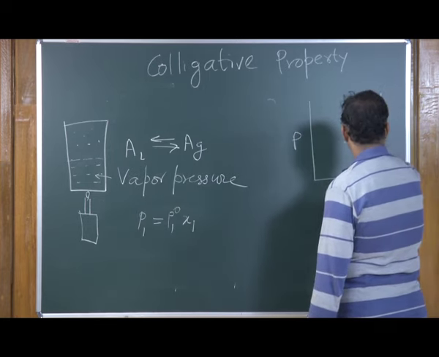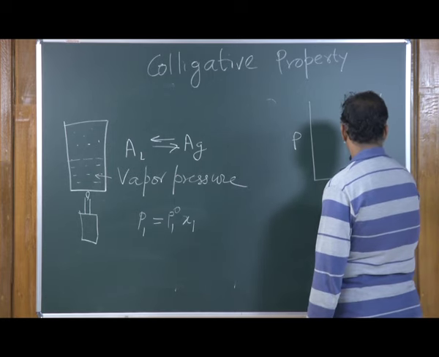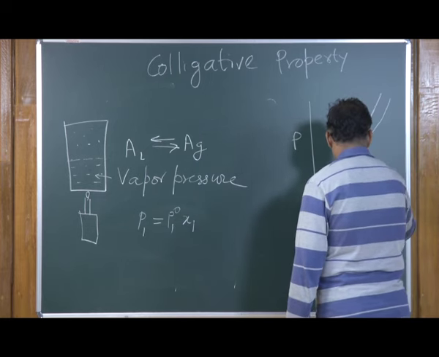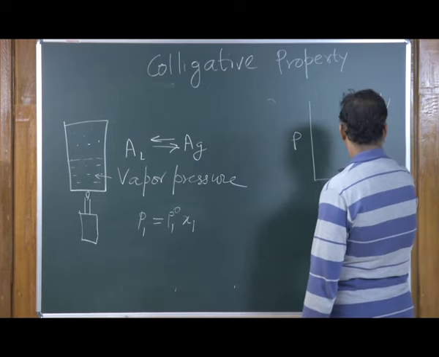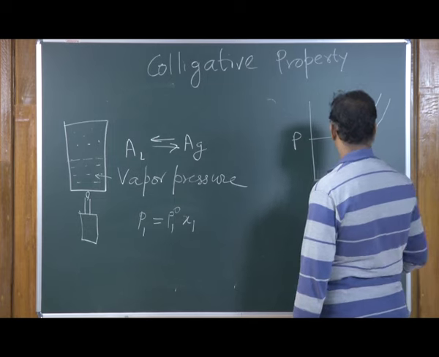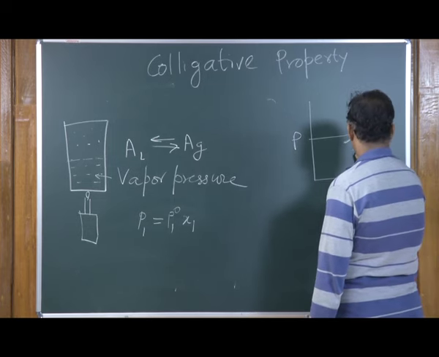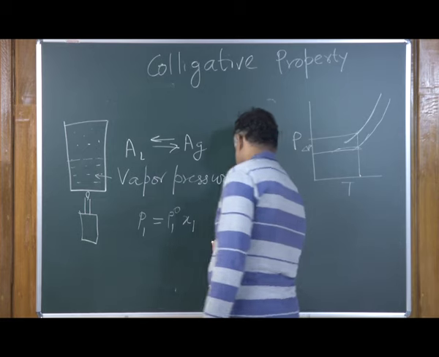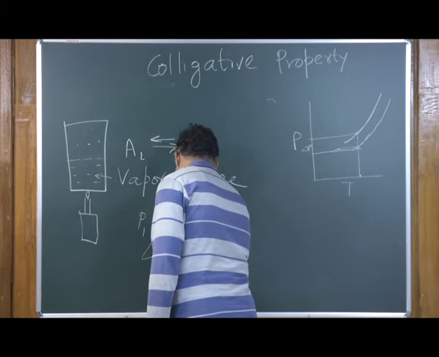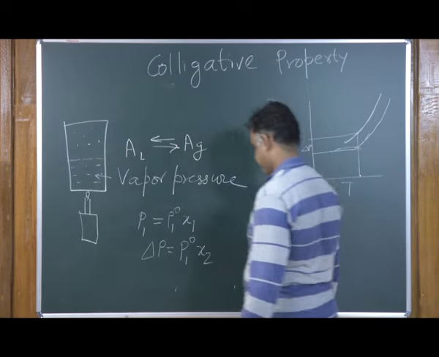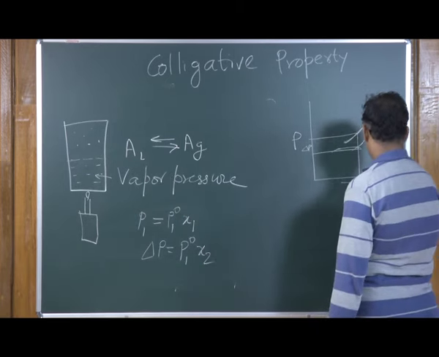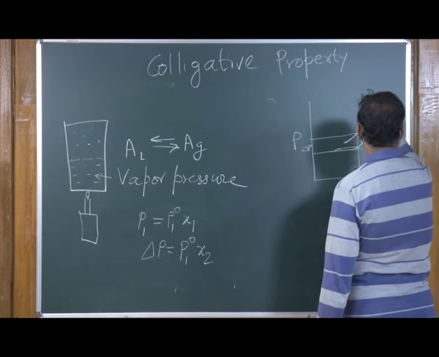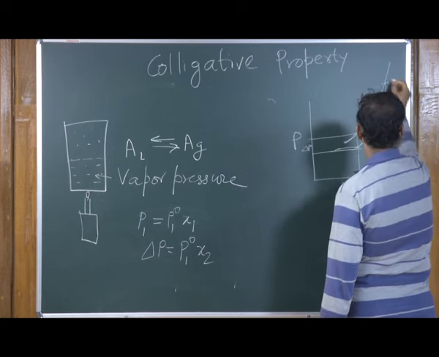So this quantity multiplied by x1, and I am going to get a curve something like this. So let's say I was at this temperature. For pure solvent, this is the vapor pressure. As I added some solute, now the new vapor pressure is this, and this is basically delta P, where delta P we have just defined is P10 x2. As our temperature increases, this is going to be the delta P, and as I keep on increasing the temperature, this is going to be the delta P.